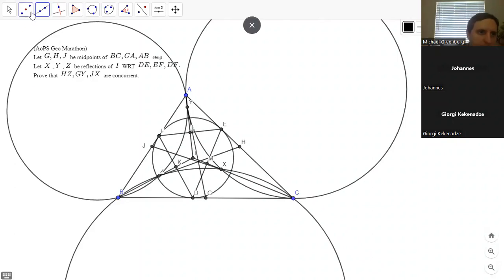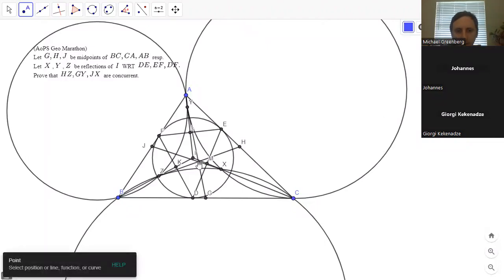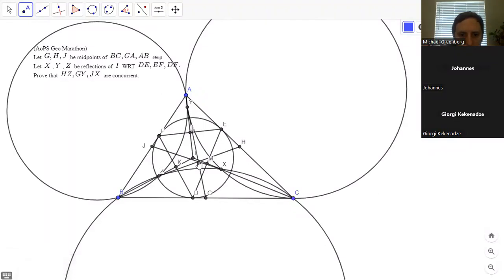But if they were concurrent, let's say they were concurrent, what would happen if we did a homothety with ratio 2? So, I wonder.